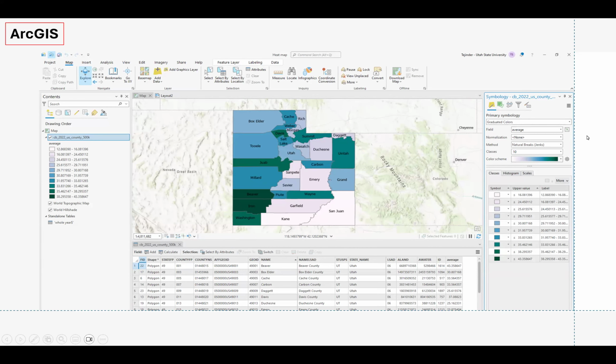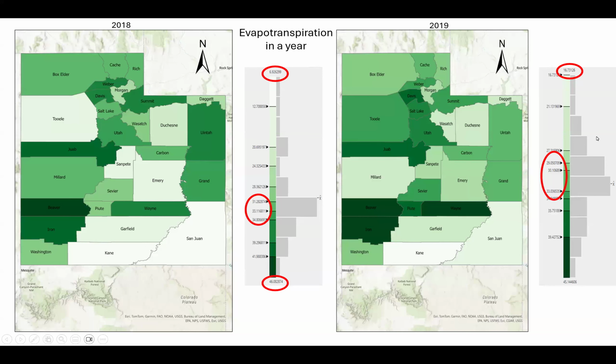For an easy way to understand what I have done, I have used an ArcGIS model to look over how it's varying spatially and temporally. That's the software I have used for showing the data. So this is the data for the years 2018 and 2019. This is the evapotranspiration in a whole year, from January 1st to December 31st. Here we can see it's varying from 6.9 all the way to 46. Similarly, in 2019, it's varying from 16 all the way to 45.